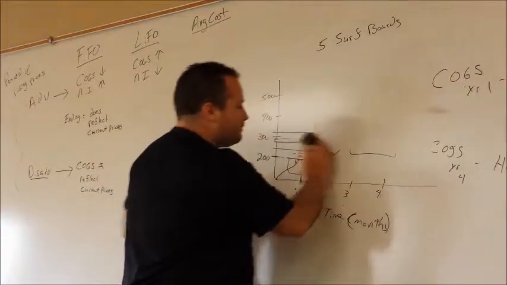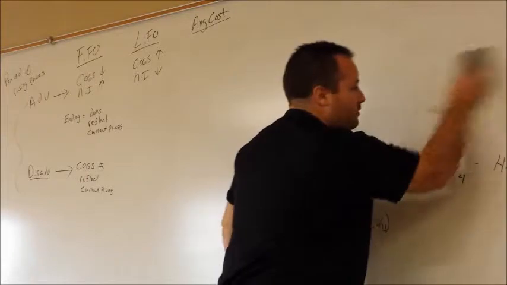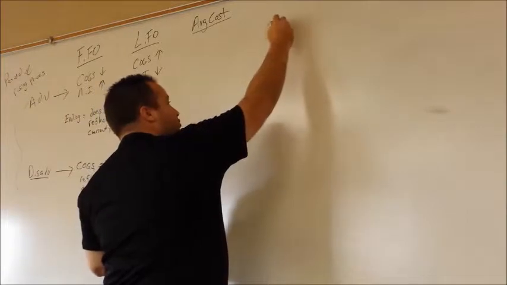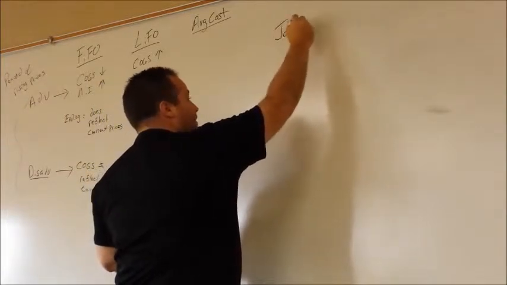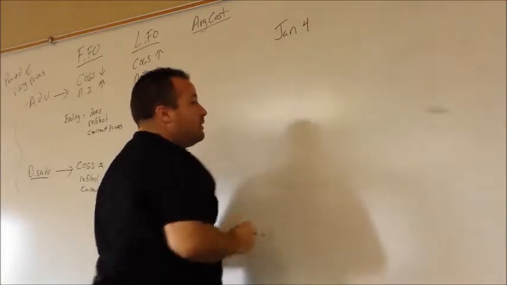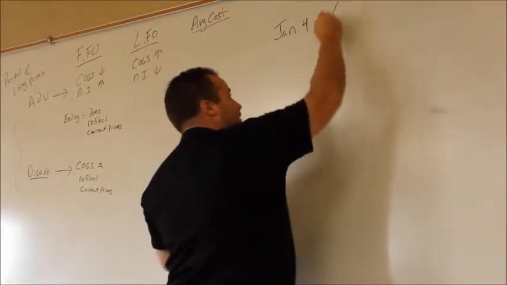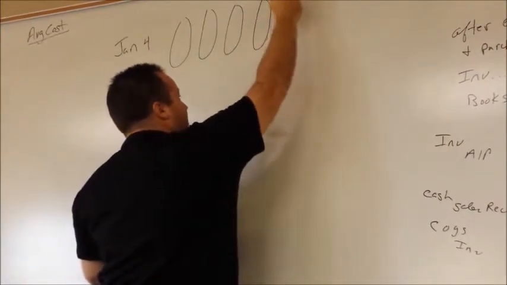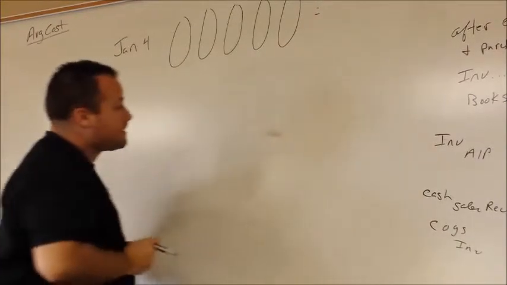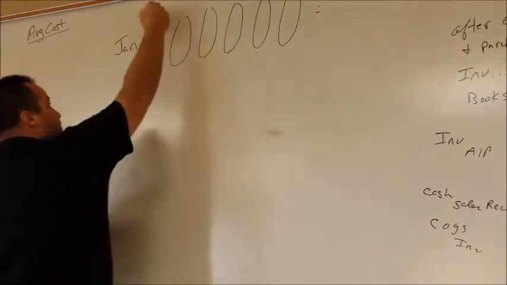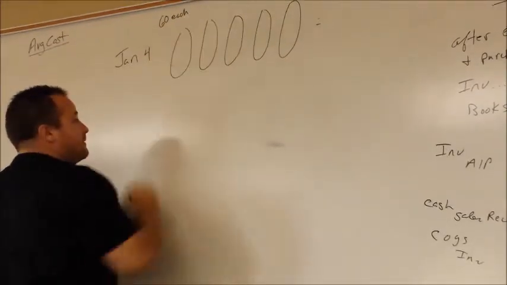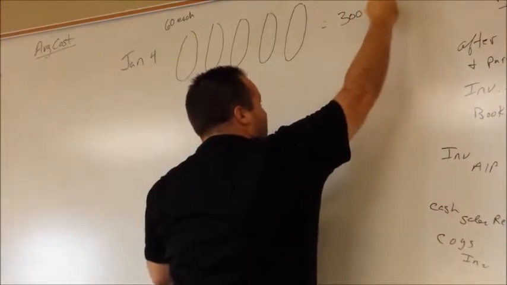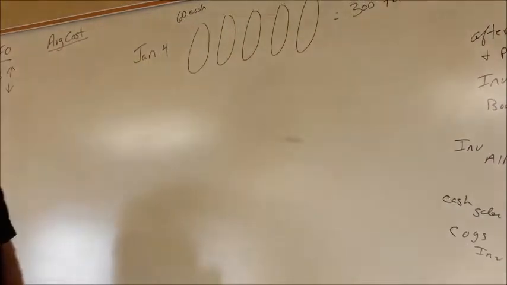Let's do a little more detailed example with my surfboards. I'm going to draw a little example. It's not going to be a great picture, but it'll do. January 4th, let's say I buy a pallet of my 5 surfboards, and they cost me $60 each. So when I add them all up, I spent $300 if they're $60 each.